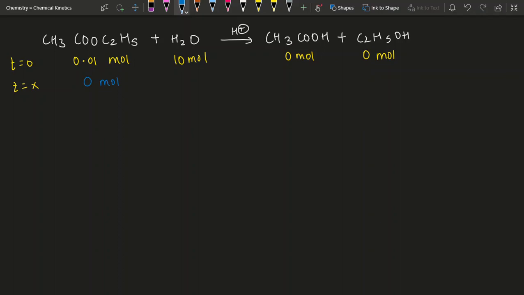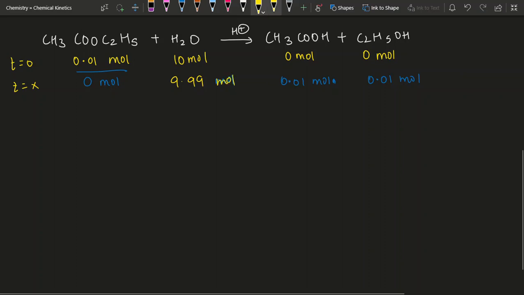And here in H2O, if you have used up 0.01 moles here, you are going to use up 0.01 moles here as well. And if you use 0.01 moles here, you are going to make 0.01 moles of these two products. And if you note this number, the amount of water that still remains is 9.99.